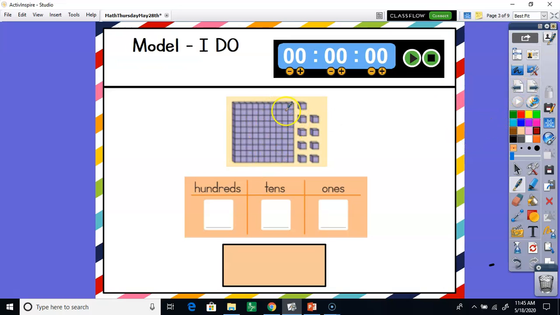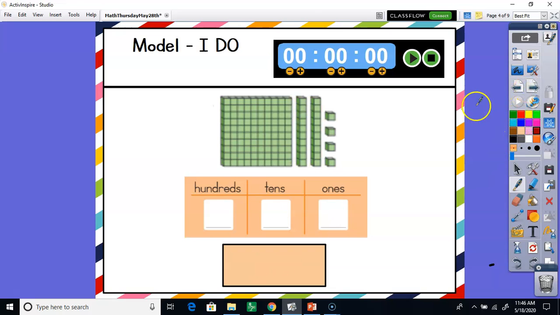So we see 1 hundred. I don't see any tens, so I'm going to put a 0 here. And I see 1, 2, 3, 4, 5, 6, 7, 8, 9 ones. And I see 109. So I'm going to write that in this box, 109. Okay, so easy today. Okay, and since we've been doing this for a few days, you should be a pro at this. So here's another one.